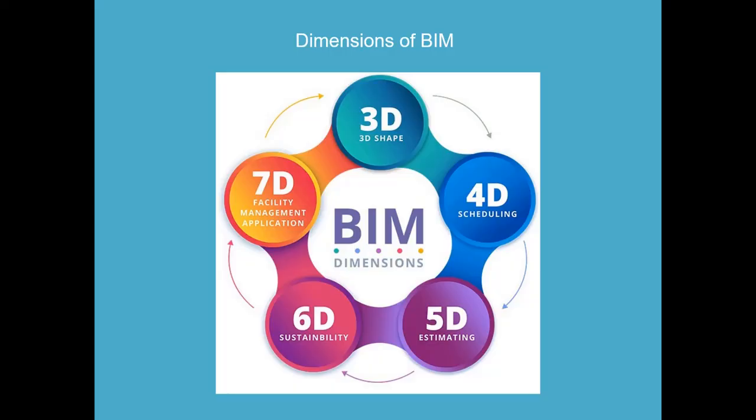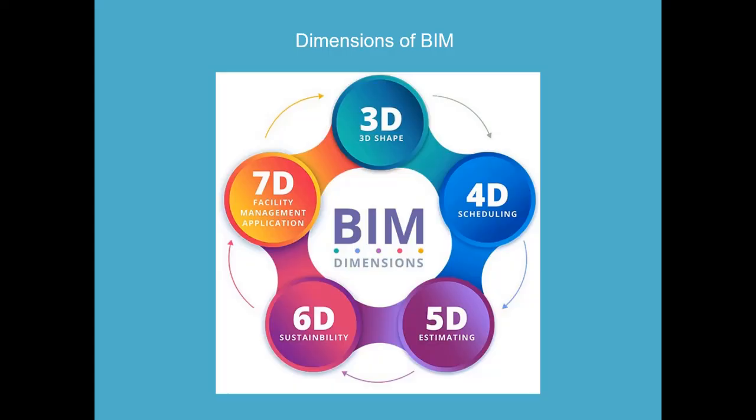Okay, then we have the sixth dimension. So suppose we have a model and that model is created properly in terms of your energy analysis. So it will give me an output that at this particular point of time, this much amount of energy will be consumed, and how we can try and optimize that consumption of energy by use of different types of energy sources and green sources. So that type of model will be termed as your 6D model or sustainability model. So 6D is about sustainability with respect to energy.